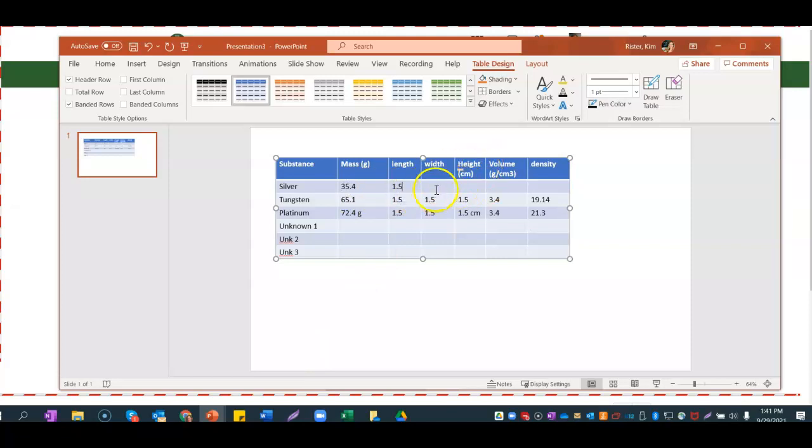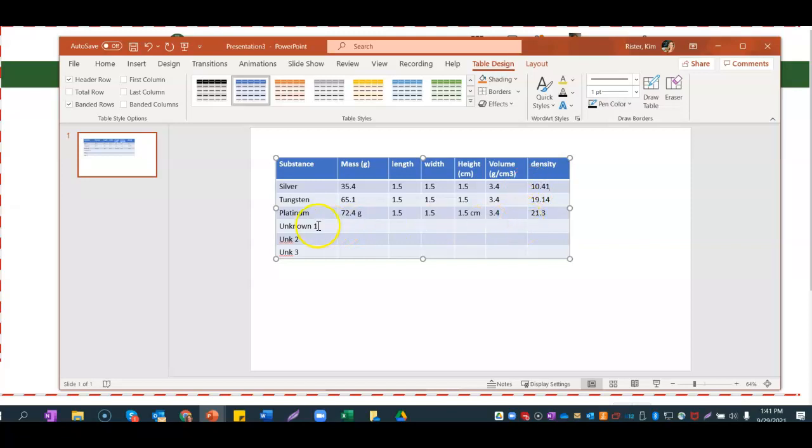1.5, 1.5, 1.5. And now we know this is 3.4. So now we can calculate density. We take the mass, which is 35.4, and we divide it, mass divided by the volume, 3.4, that equals 10.41.